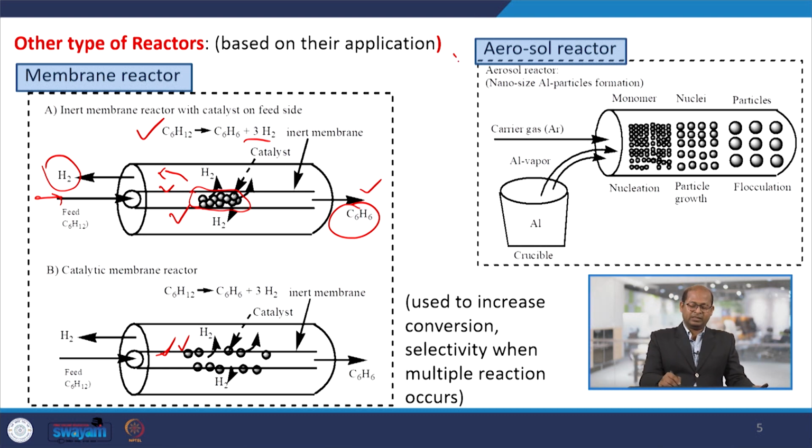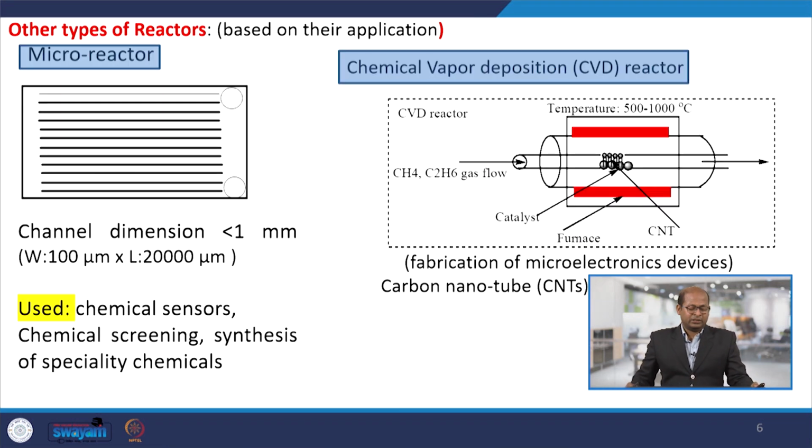Similarly, there are other aerosol type reactors. This type of reactor is also used for production of nano size metal particles, or particle formation. And there is also the micro reactor, the micro channel reactor, or micro reactors you can say.